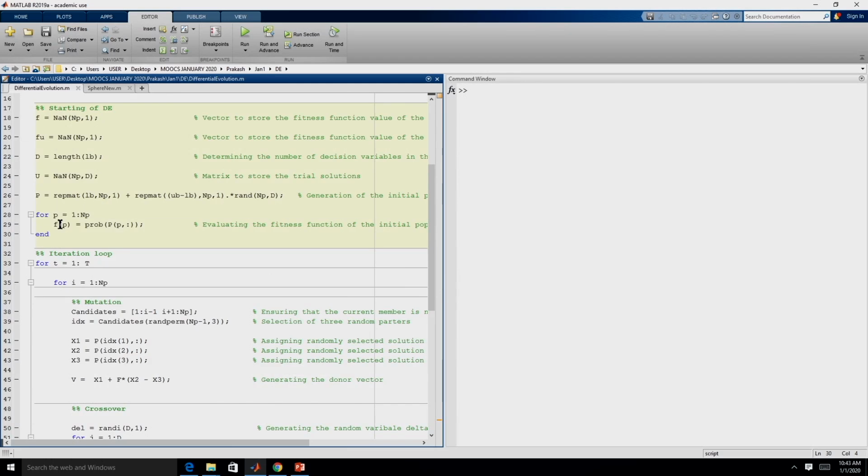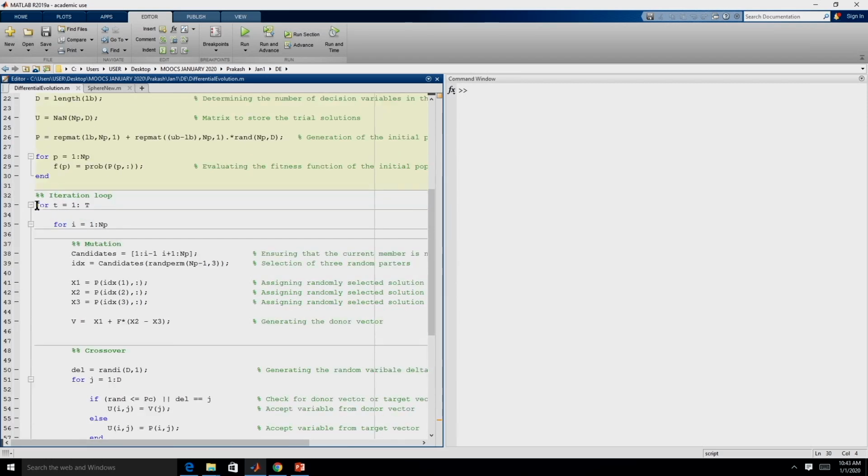So, that would complete the initialization procedure. Right now we have the initial population, the fitness function corresponding to each population member, and we have created appropriate variables for storing the trial vector and the fitness function for the trial vector.